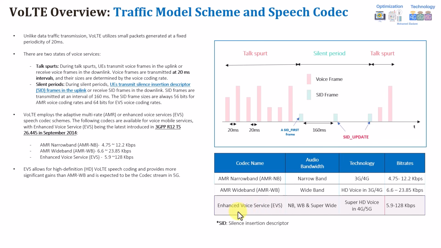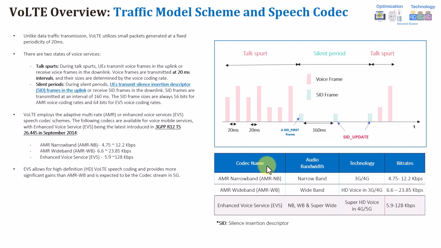And within this, in EVS, it's supporting narrowband, wideband, and something called super wideband. So this is the main idea about the codecs. Just some important notes about the codecs in general. Actually, first of all, the higher the rate, for example, assume the user is now using AMR wideband 23.85.